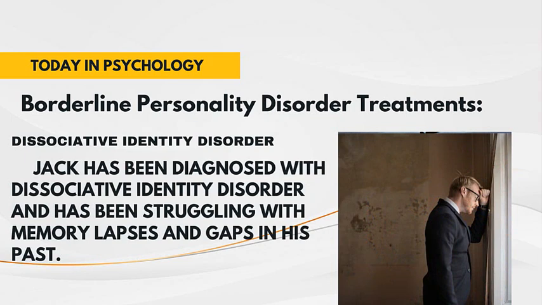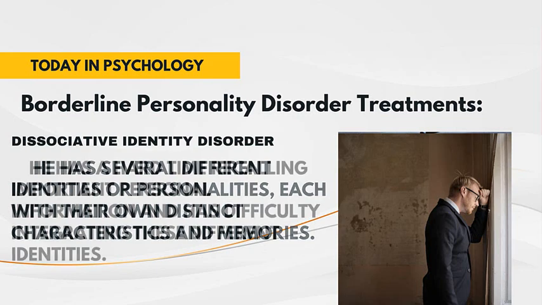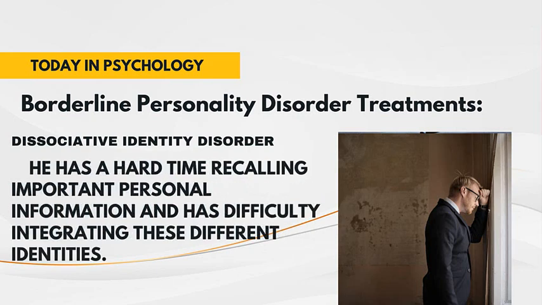Jack has been diagnosed with dissociative identity disorder and has been struggling with memory lapses and gaps in his past. He has several different identities or personalities, each with their own distinct characteristics and memories. He has a hard time recalling important personal information and has difficulty integrating these different identities.